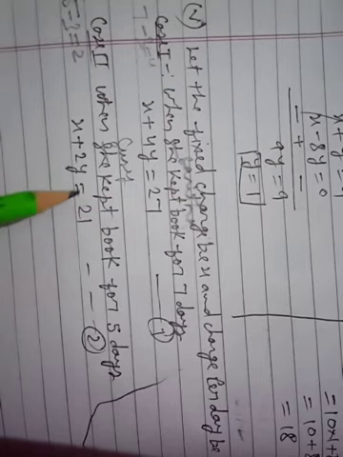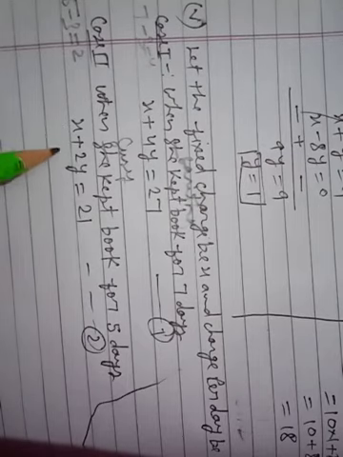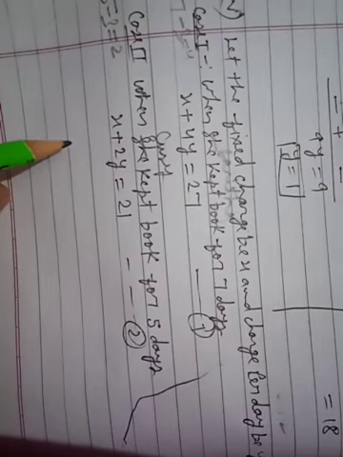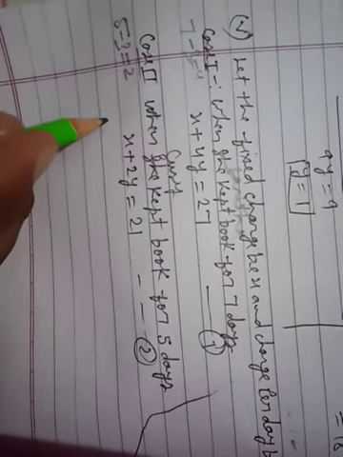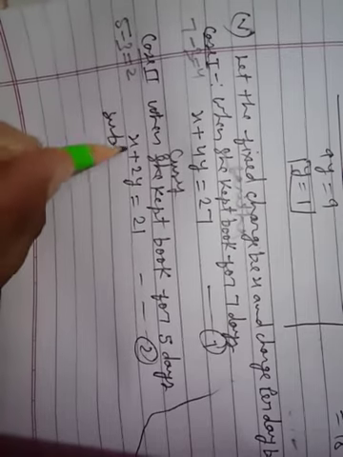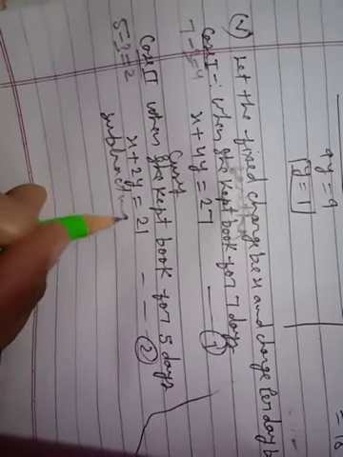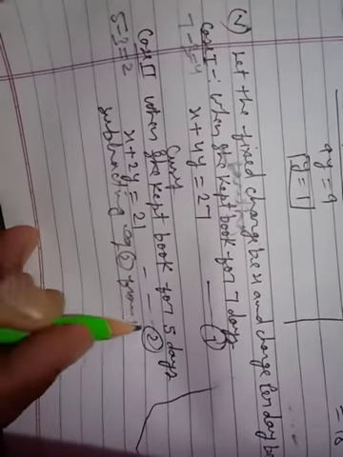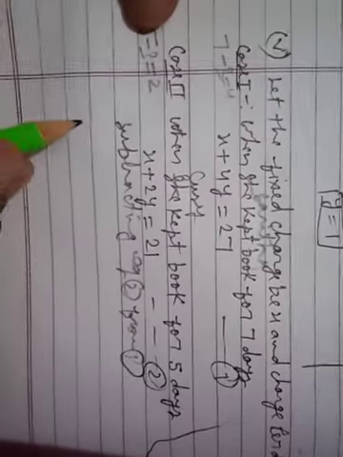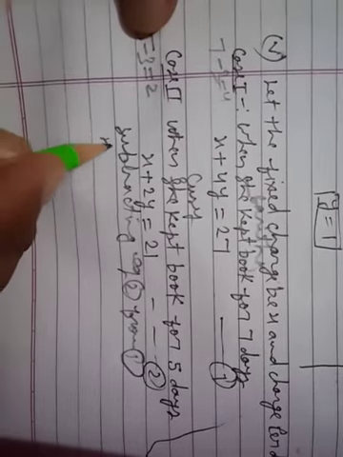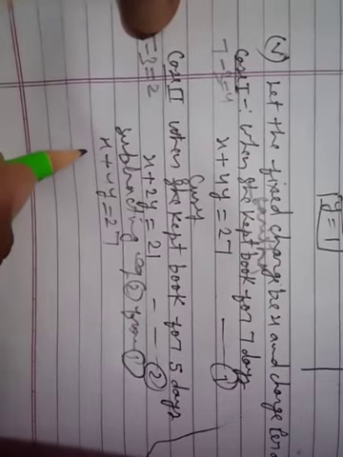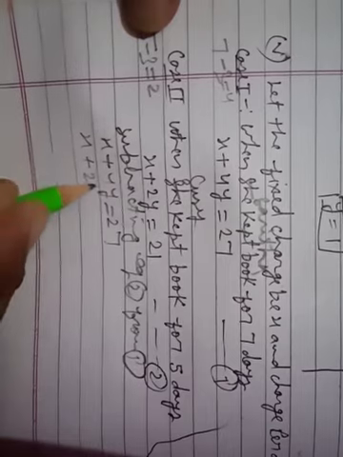Okay, you have to solve these by the elimination method. This is also very easy. You can subtract equation 2 from equation 1, and you can get your answer in this way. Subtracting equation 2 from 1: from 1 you can write x plus 4y equal to 27 and x plus 2y equal to 21.